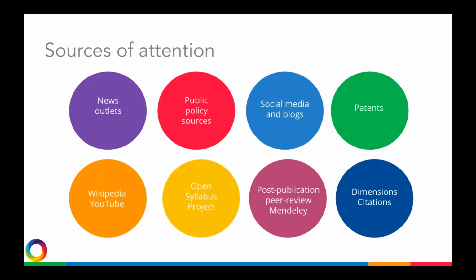Wikipedia, YouTube, where research is mentioned in the comments of videos. The Open Syllabus Project is a source that we added a couple of years ago, which is really specifically about how books are being featured on university reading lists. And that's really powerful for understanding how the monographs that you're publishing are being used to influence today's scholars and future researchers. Post-publication peer review forums and Mendeley, which helps us demonstrate the still the academic impact of the work.